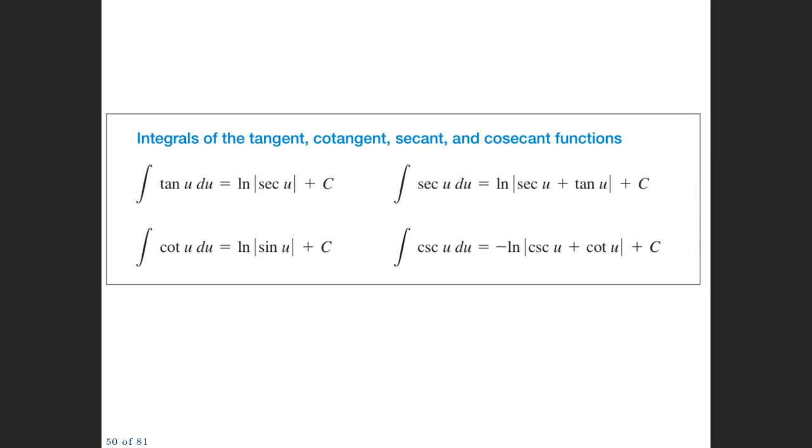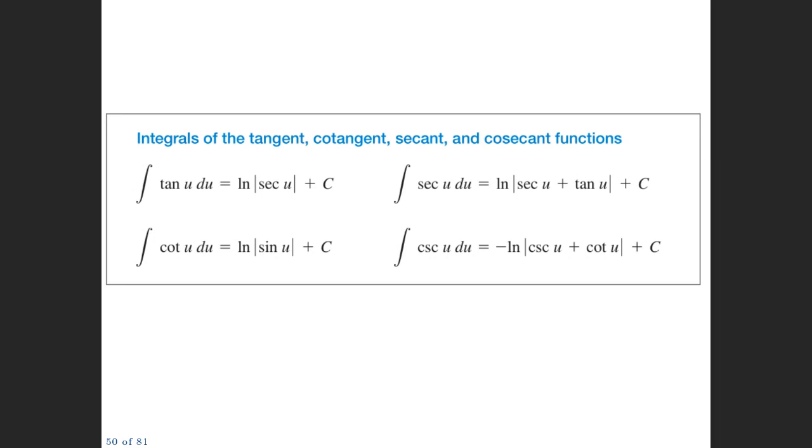Let's recap these four formulae. Integral of tan is ln absolute value of sec plus c. Integral of cotan is ln absolute value of sine plus c. Integral of sec is ln absolute value of sec plus tan plus c. Integral of cosec is minus ln absolute value of cosec plus cotan plus c.